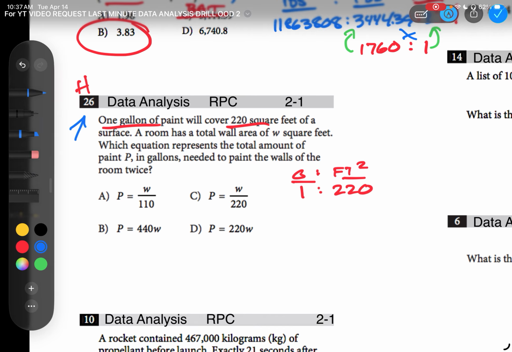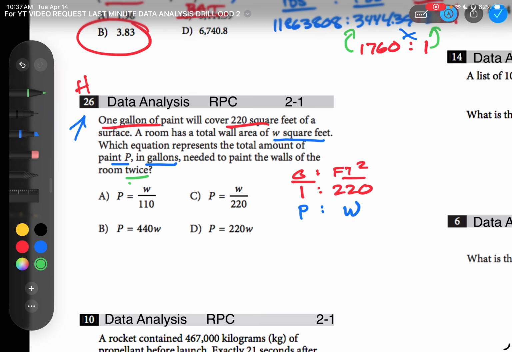A room has a wall area of W square feet. Where do I put that W? Underneath my square feet. I'm going to put W right underneath, carefully labeling. Now, which equation represents the total number of P, paint in gallons? Where am I going to put that P? Underneath my gallons.